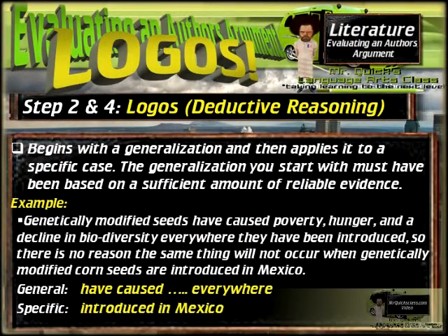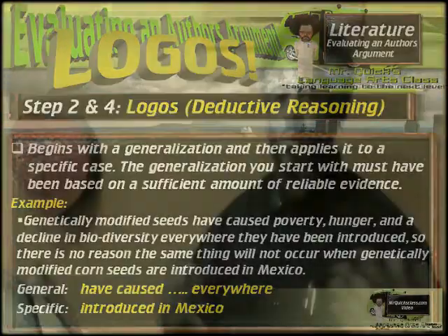For example, genetically modified seeds have caused poverty, hunger, and a decline in biodiversity everywhere. They have been introduced, so there is no reason the same thing would not occur when genetically modified corn seeds are introduced in Mexico. So here we went from genetically modified seeds everywhere to genetically modified corn seeds in Mexico. So now what we're doing is we're trying to apply this general rule to something very specific.